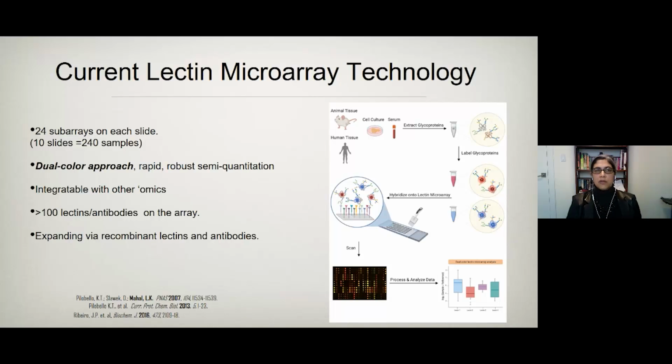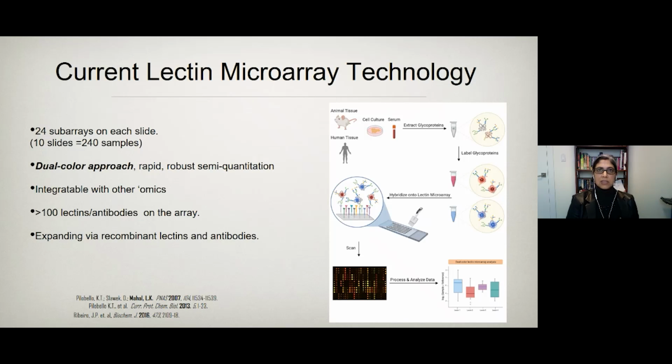So with our current lectin microarray technology, we no longer really do single color, we do what's called a dual color array. We have used animal tissues, human tissues, cell culture, serum. We take the glycoproteins, we label them, we do two colors, so one is the sample, one is a reference that we use for that biological set of assays, so we call that a biological reference. We mix the two together, put it on the microarray, and read out a really robust semi-quantitative analysis of the changes in glycosylation across the sample set. And that makes it very integratable with other omics. We have about 100 lectins and antibodies on the array currently, and we're always expanding that using our technology.